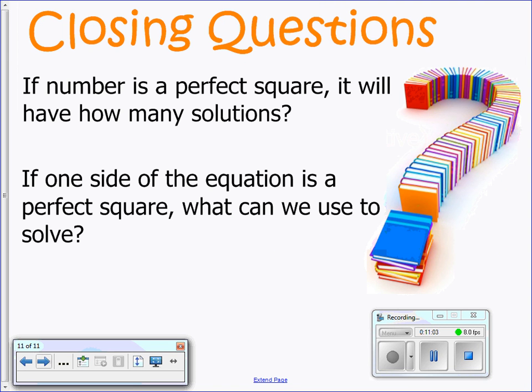If a number is a perfect square, it will have how many solutions? 2, one positive, one negative. If one side of the equation is a perfect square, what can we use to solve? Square root property.